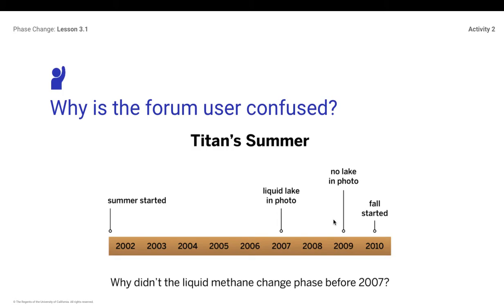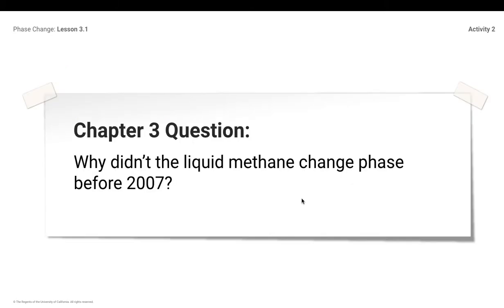So the forum user is confused because they're saying, well, we know energy was coming into this system on Titan in 2002. Why did it take so long for the lake to evaporate? Okay, let's take a look. That leads to our chapter 3 question, why didn't the liquid methane change phase before 2007?